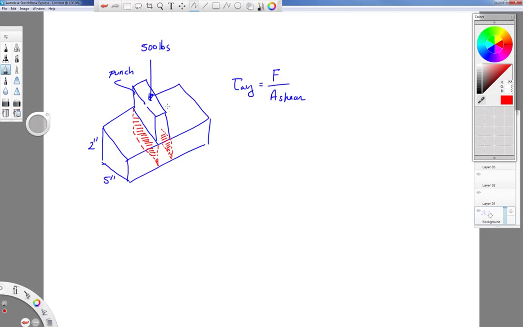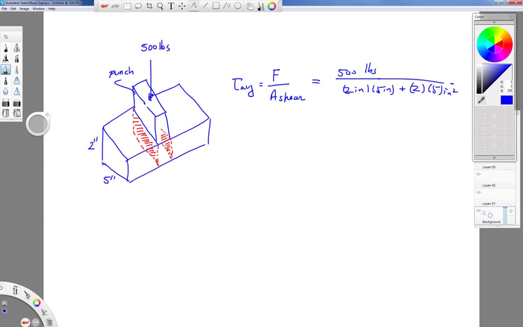So the area that's in shear in this problem would be 2 by 5. And we would have one on the left side and one on the right side. So I'm going to add to it another 2 by 5. And so down here, altogether, the units are inches squared.